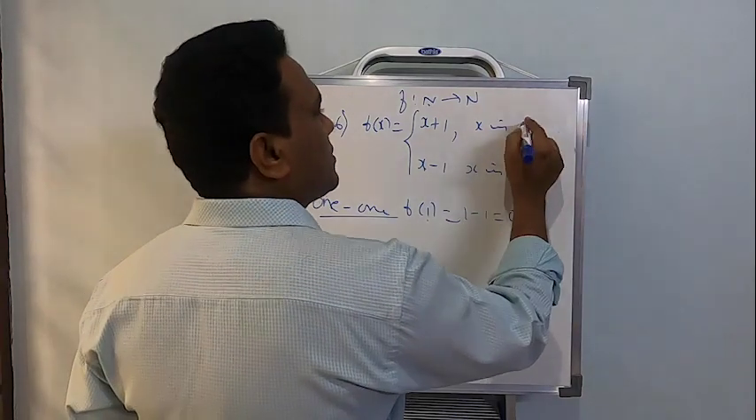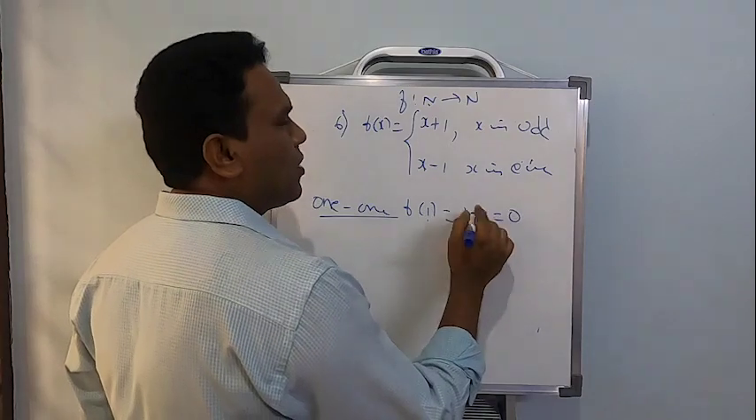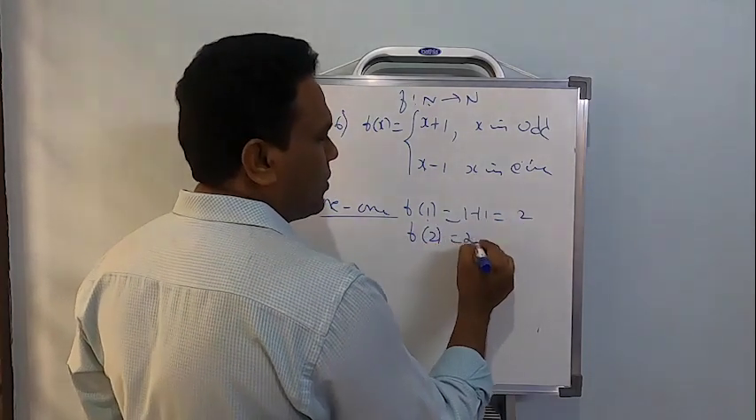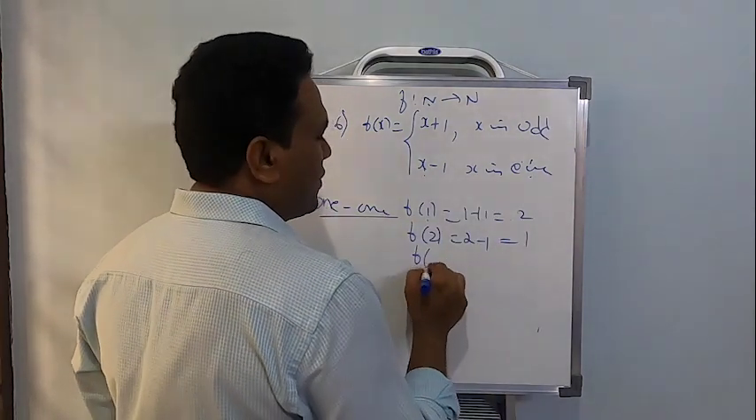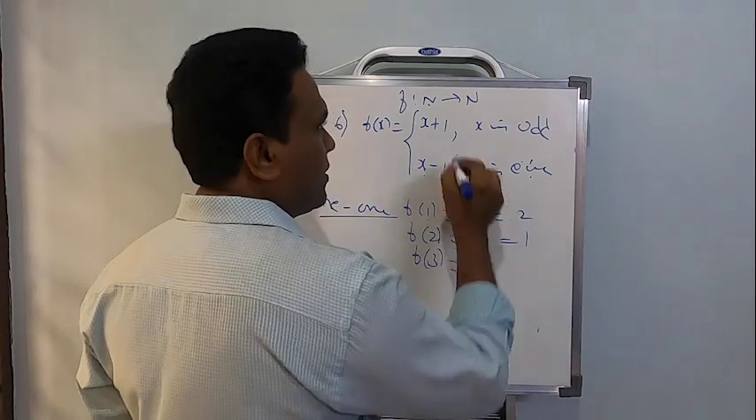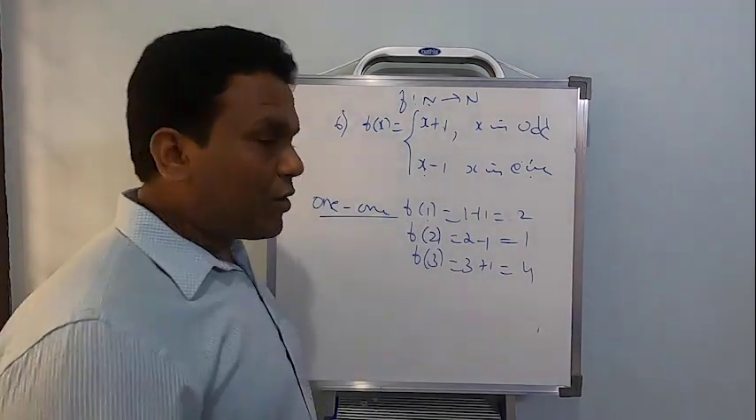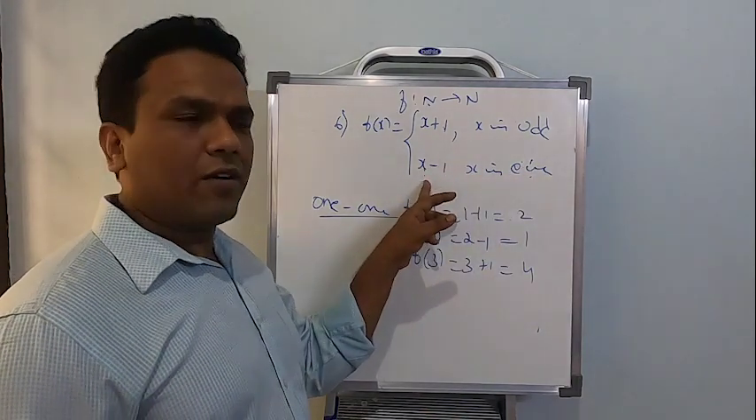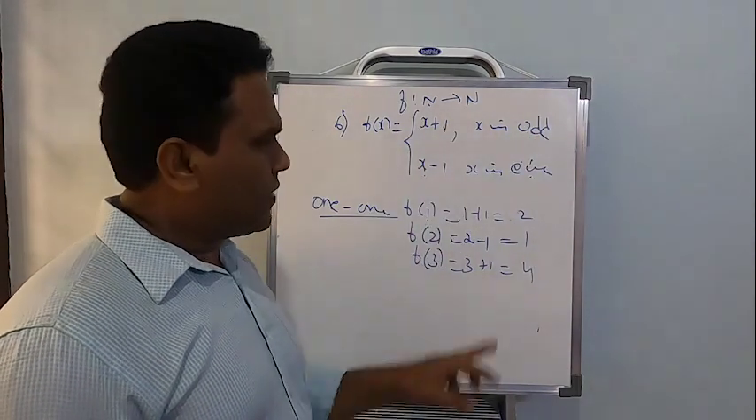There is a mistake. This is odd and this is even, right? So, if it's odd, it should be 1 plus 1, 1 plus 1 will be equal to 2. f of 2, 2 minus 1 because it is even, so this is 1. And f of 3, 3, it's odd, right? 3 plus 1 equal to 4. So what you notice here is that for every even number there is a different image, and for every odd number there is a different image.